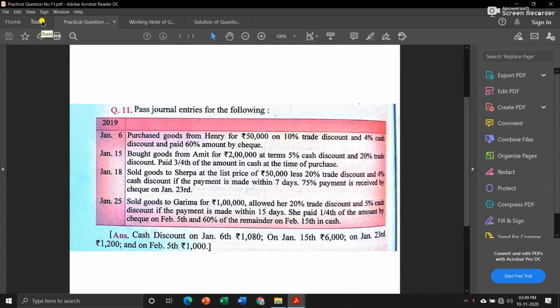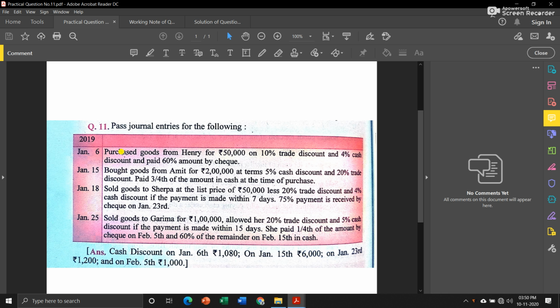Hello everyone, in this session we will discuss question number 11, practical question number 11. In the previous session we saw one question related to cash discount and trade discount. This question is also related to cash and trade discount, but there are some changes. So today we will be discussing only this practical question number 11. Now let us see the question first.